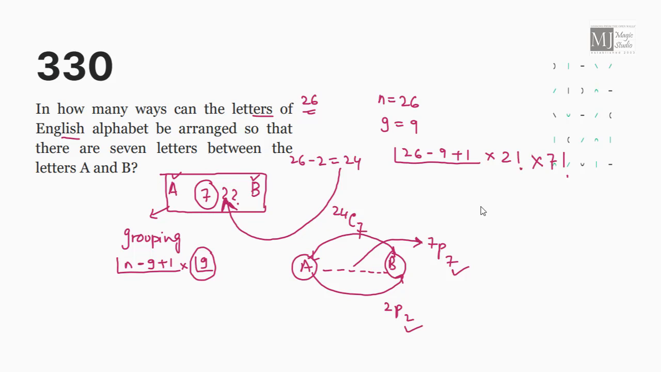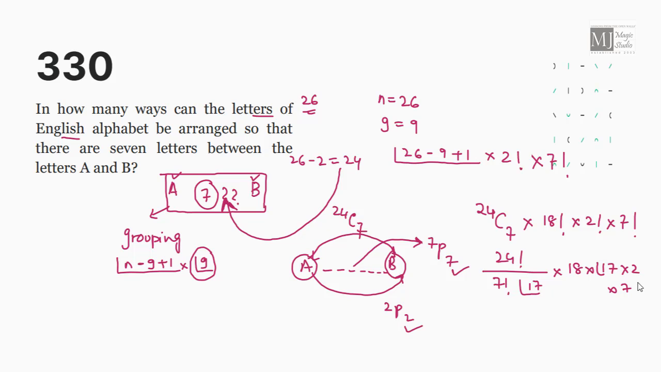So ultimately, in how many ways can we do this arrangement? It is 24c7 into 26 plus 1, 27, minus 9 is 18, factorial 18 into factorial 2 into factorial 7. Let's solve this further. Factorial 24 by factorial 7 into factorial 17, into factorial 18 into 2 into factorial 7. 7 goes out, 17 goes out. 18 into 2 is 36. 36 into 24 factorial ways.